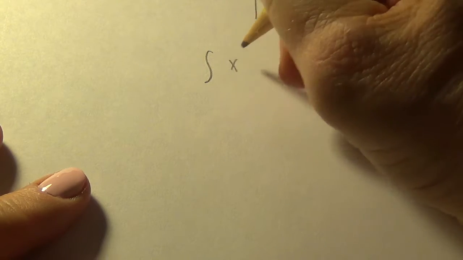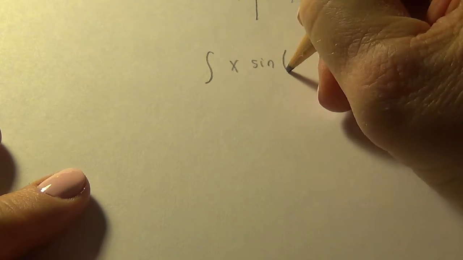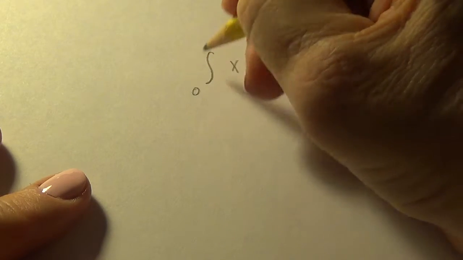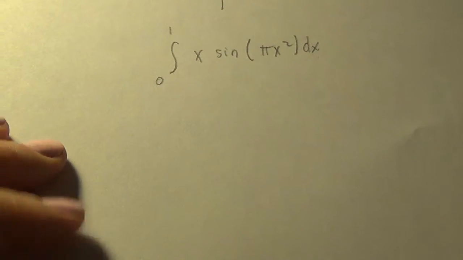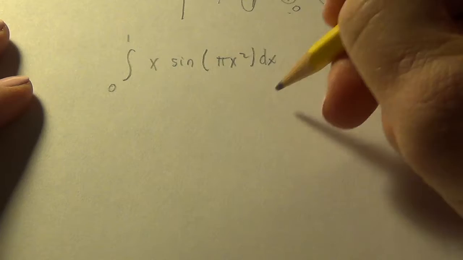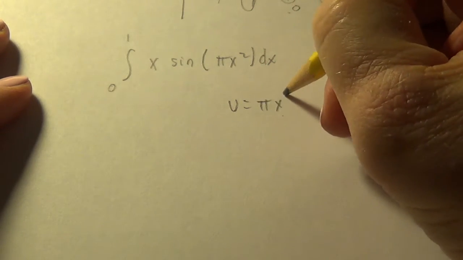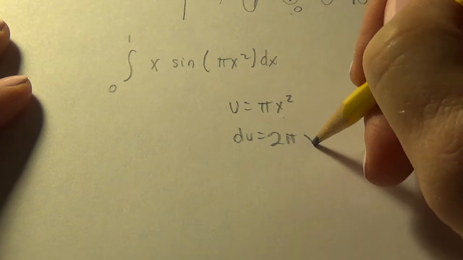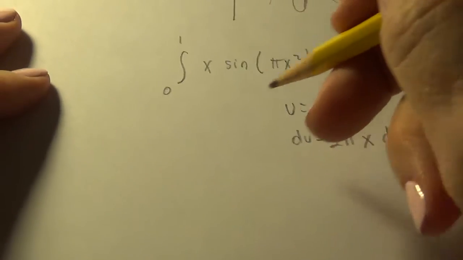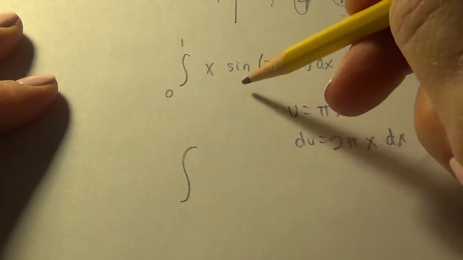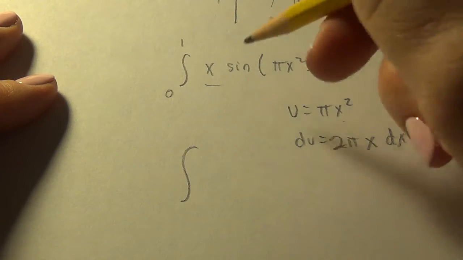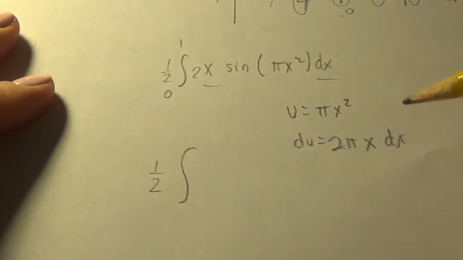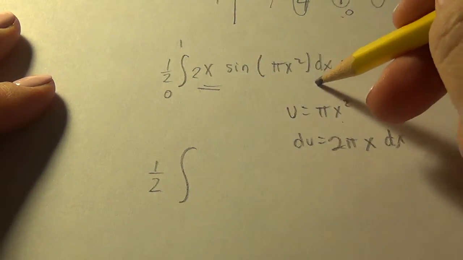So x sine of pi x squared dx, and that's from 0 to 1. And I'm going to do a similar thing here. So first of all, I'm going to say u equals pi x squared, du equals 2 pi x dx. And I'll make my substitutions. For x dx, I need a 2 there, so I'm going to put a 2 in my problem, forcing a 1/2 out here. And now I do have a complete substitution ability.